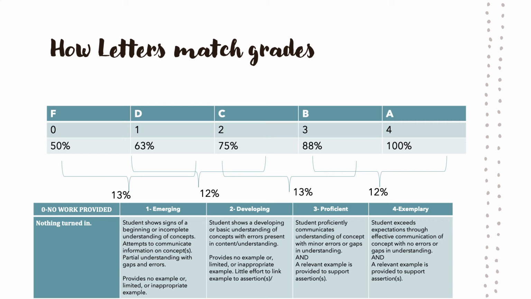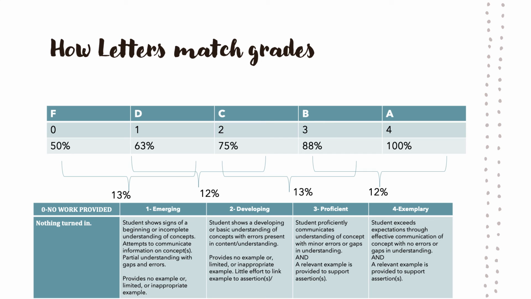Student exceeds expectations through effective communication of concepts with no errors or gaps in understanding, and a relevant example is provided to support assertions. You would have to do all of that in order to get 100% for this particular rubric. If you say those are really high standards, I just want to get a B, 88%, that's still a B plus in the traditional grading world. So I will do what it says in proficient. So student proficiently communicates with minor gaps or errors in understanding. However, you are able to provide that example to support your assertions.